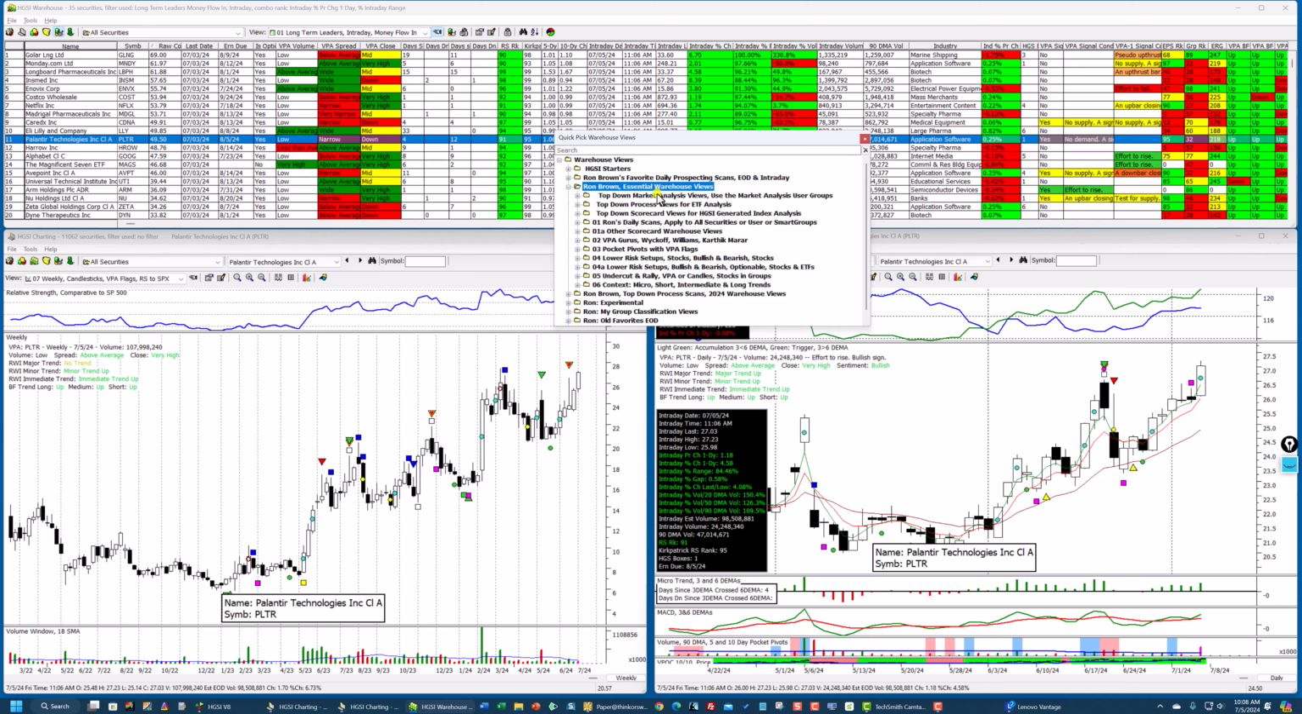Now, you don't have to do the top-down market analysis. If you don't want to, I suggest you should. And I'll get into that in later videos. But here's market analysis, ETF analysis, HGSI generated index analysis, my daily scans that I use, and I've modified the order of some of this on this daily scan.